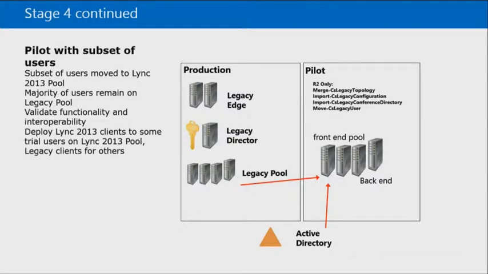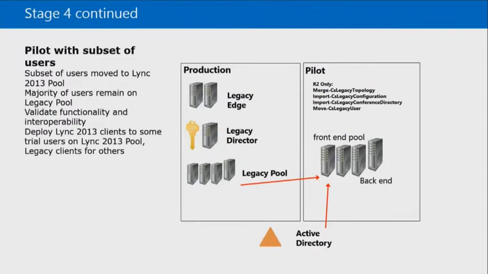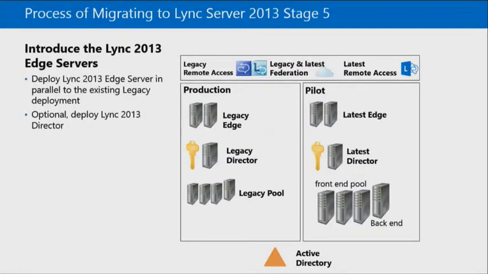You pilot with a subset of users, right? So we've got routing here, all routing into legacy edge and legacy director. Legacy director can talk to new pool and old pool. In this pilot, we're having a legacy pool and legacy edge handle all that traffic. Active Directory users can both talk to their new pool or potentially their old pool. Edge users will come through this outside path.